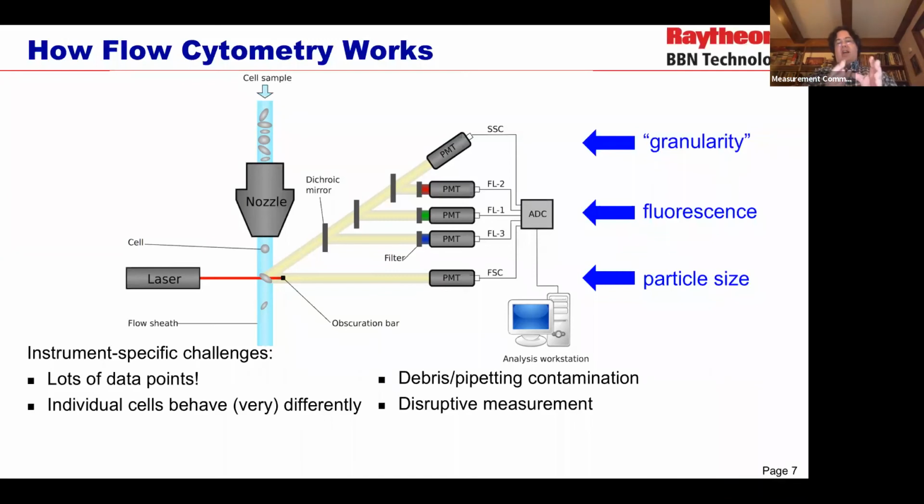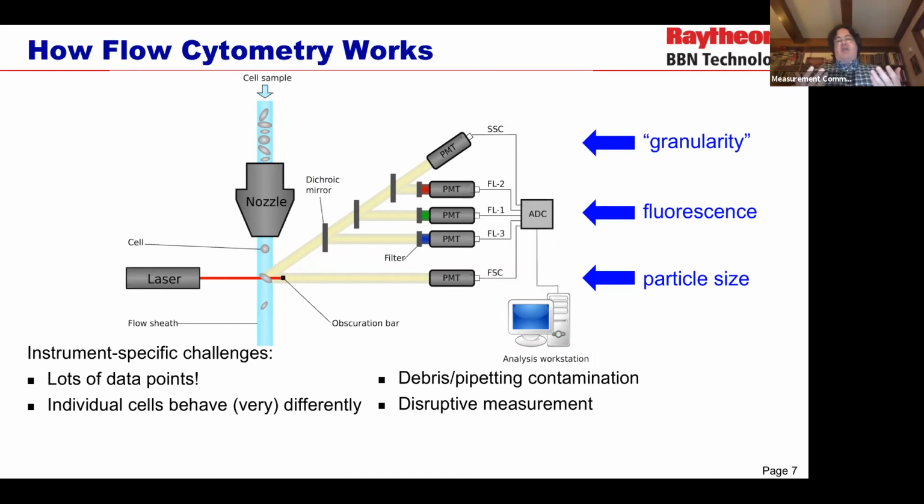This forward scattering measurement gives us particle size. The side scattering measurement gives us a measure of something that doesn't translate terribly well to physical properties. It's often referred to as sort of granularity. It's something about how lumpy the cell is visually. It's not used for terribly much besides figuring out what is a cell and what's not. And we get a bunch of fluorescence measurements.